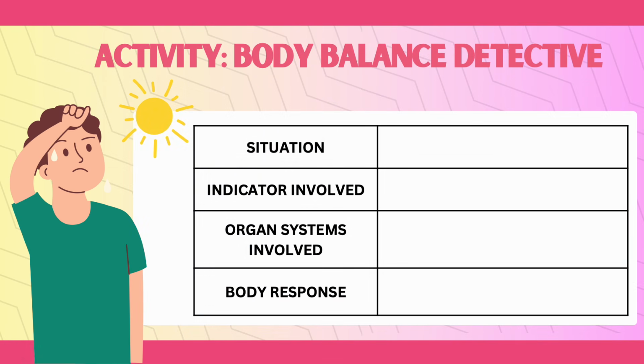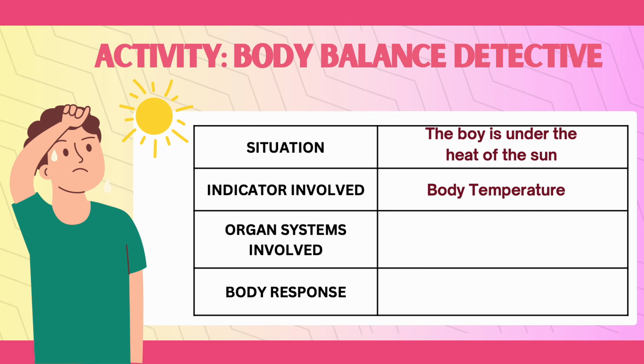In this first scenario, the boy is under the heat of the sun. What indicator is changing? It is his body temperature. The nervous and the integumentary systems are involved. And one visible response is sweating. Think about why sweating would be useful when the body becomes too warm.